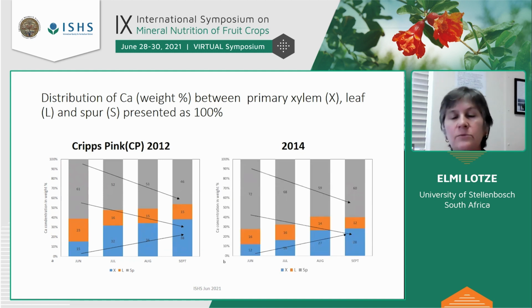In 2014, we saw a similar trend. In this case, the only difference was that the calcium percentage in the spur was even higher in the beginning of the season, with 72%, and that was reduced to 60% at the end of the season. Again, quite a steady increase in the calcium percentage of the xylem.